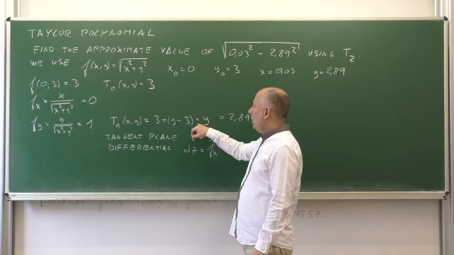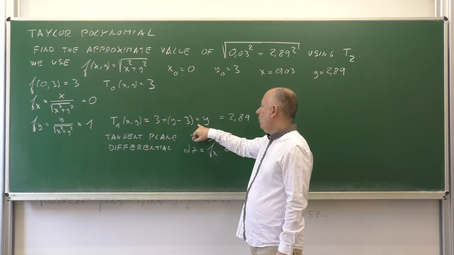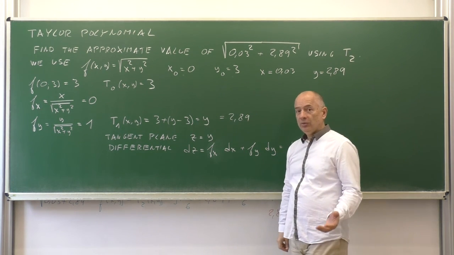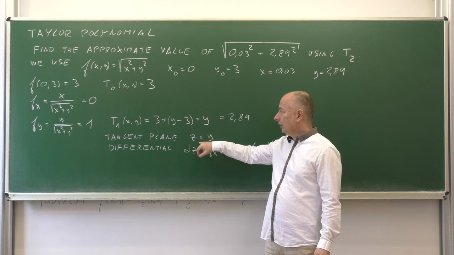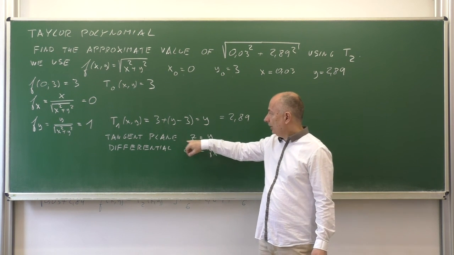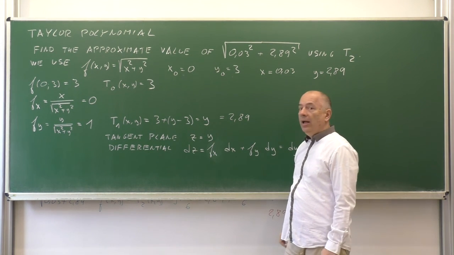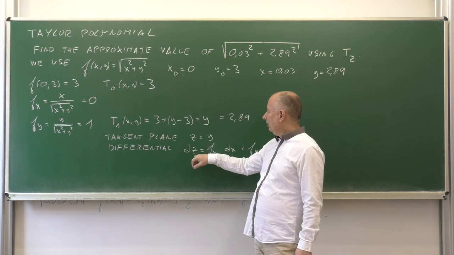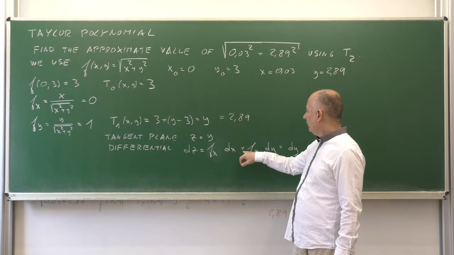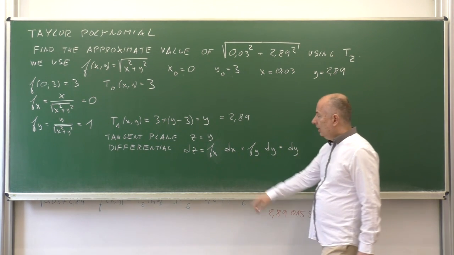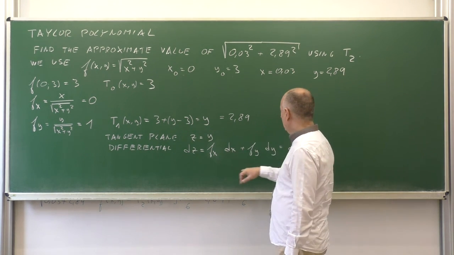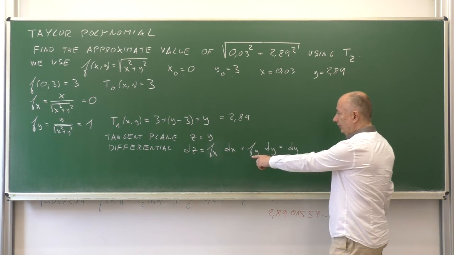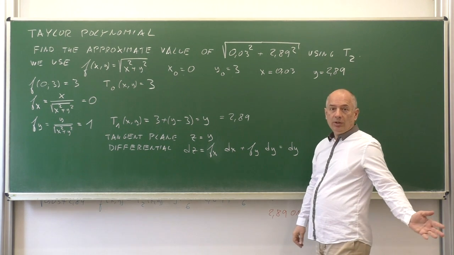If we have T1, the Taylor polynomial of order 1, we have actually also the equation of the tangent plane. z is T1. And we can write also the differential. The differential is the derivative times dx plus the derivative times dy. But fx at this point is 0, fy is 1, so the differential dz is equal to dy.